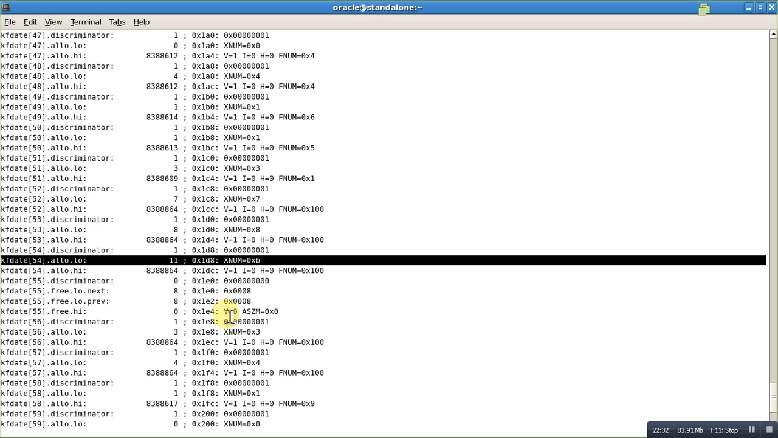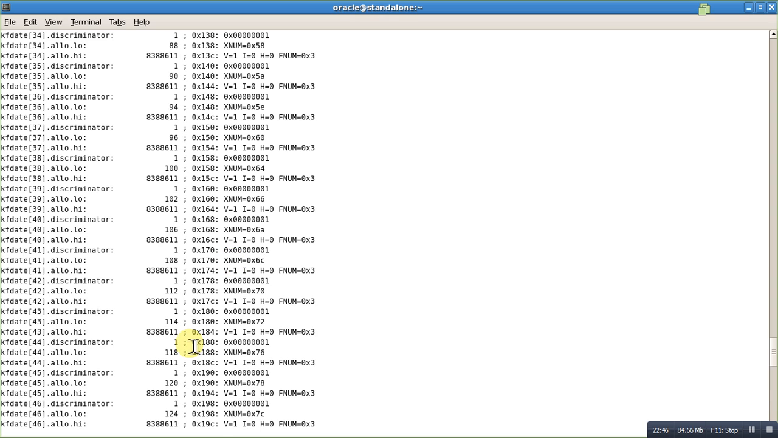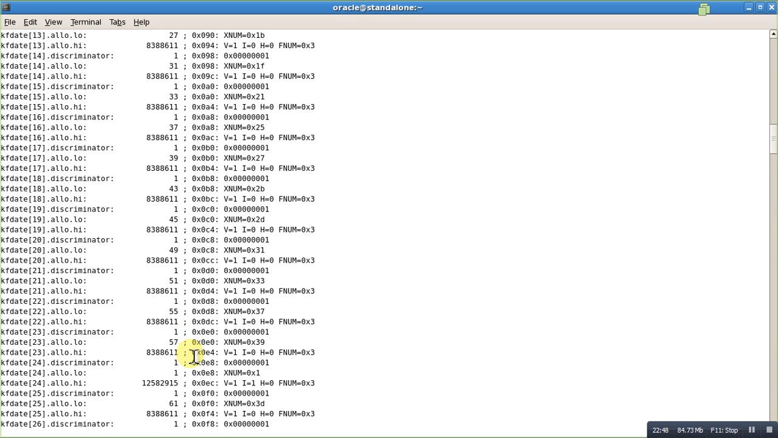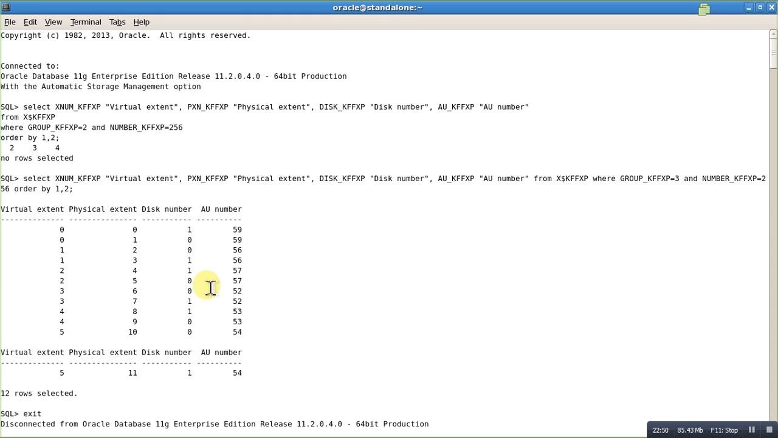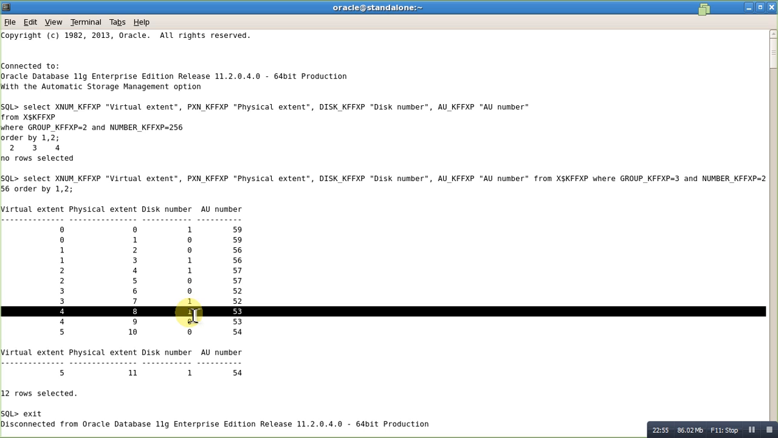Extent number 8 and extent number 11 are on the second disk. So let's verify in this previous output. Extent number 8, yeah, from the disk number 1, it means that this extent is on the other disk. Extent number 11 is also on the other disk.